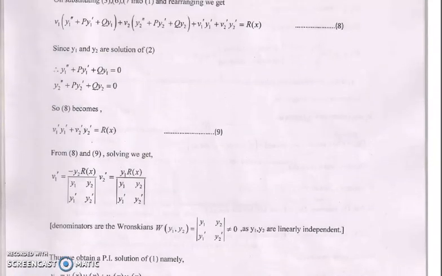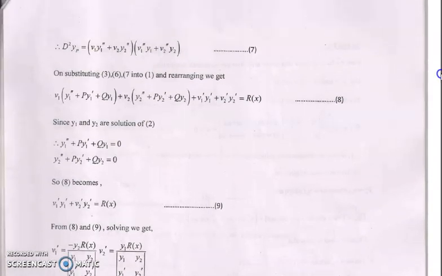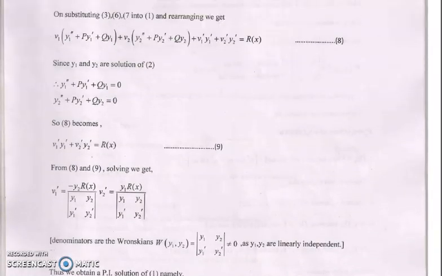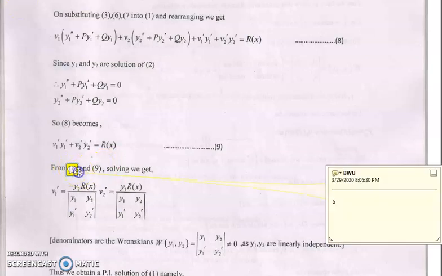This one should be solving for 5 and 8. It should not be 8, that should be 5. Here we write 5 here. So this one should be the equation number 5. Solving for 5 and 9, we have this result.